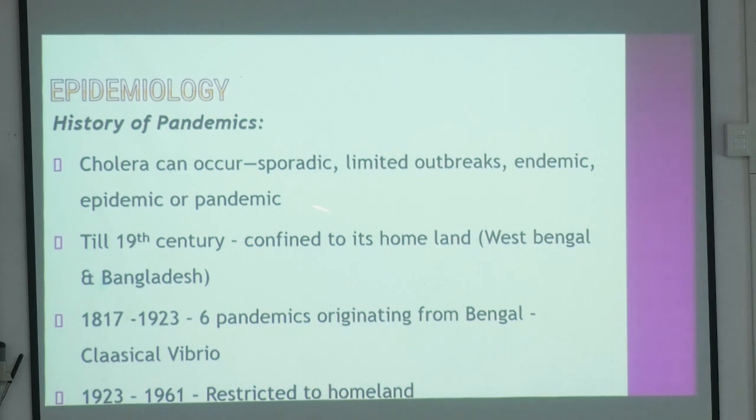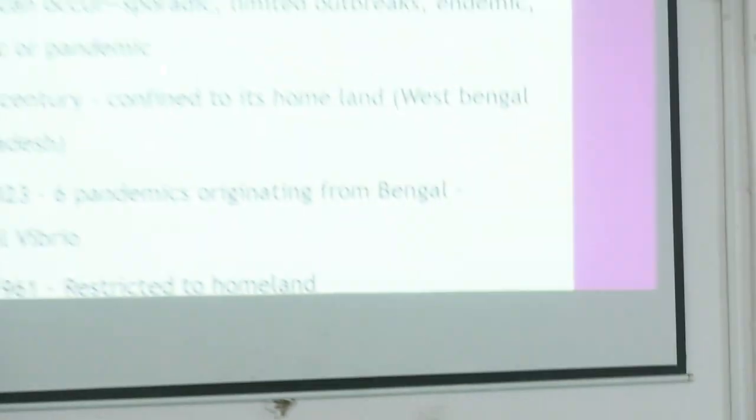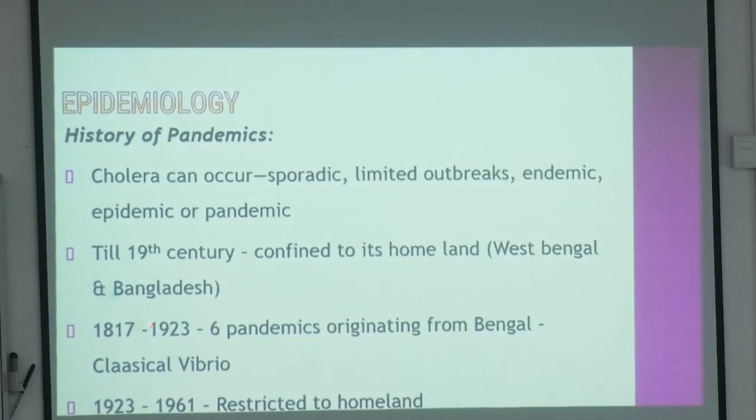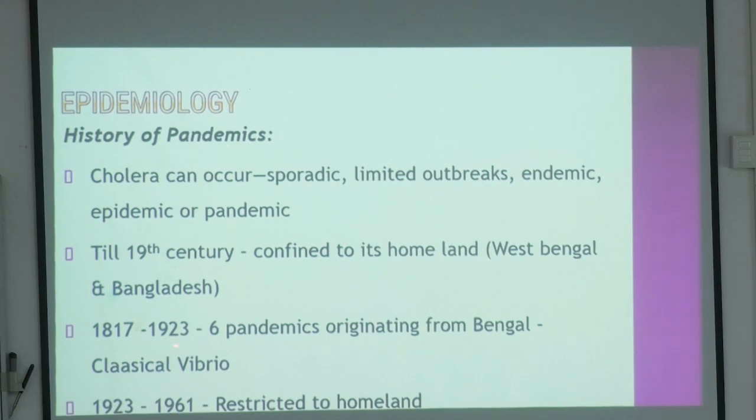Now epidemiology. Epidemiology is very important because cholera has caused so many pandemics and is endemic in our country. Cholera can occur as sporadic limited outbreaks, endemic, epidemic or pandemic. Till the 19th century it was confined to its homeland, West Bengal and Bangladesh, where cholera was most common. From 1817 to 1923, six pandemics originated from Bengal, caused by classical Vibrio.